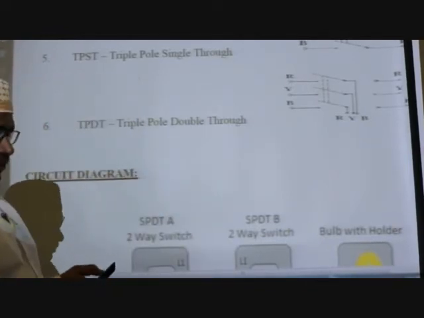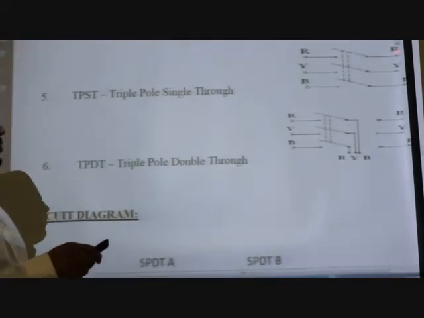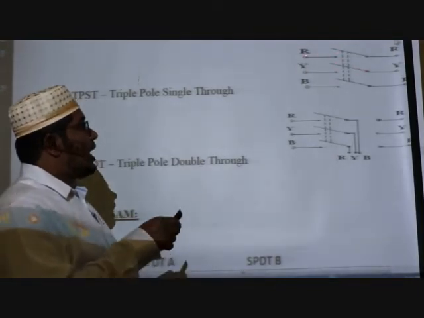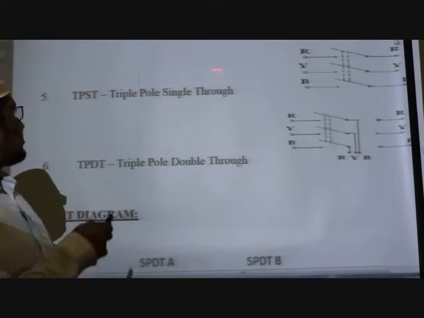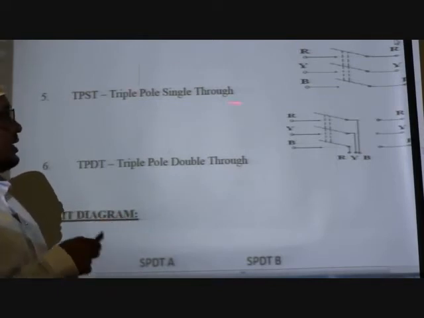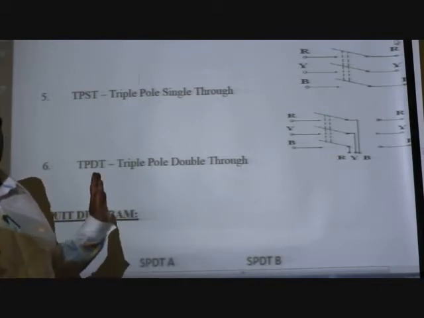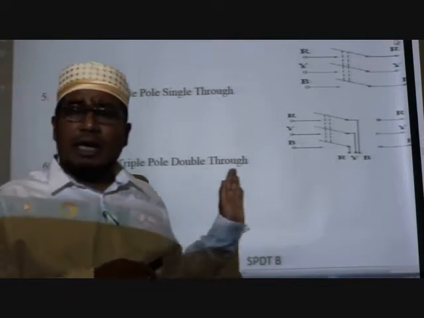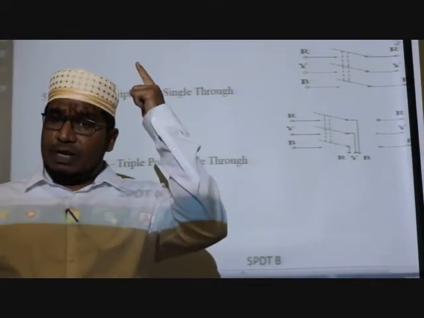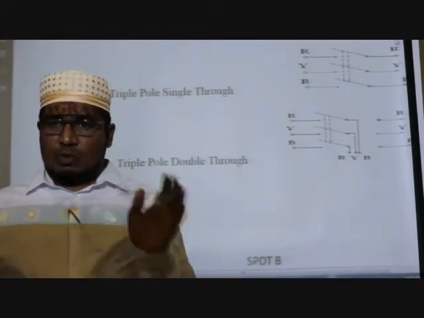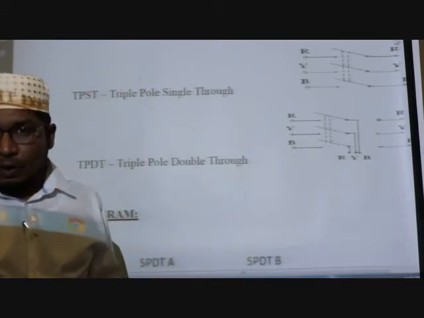Then we have three poles: 1, 2, 3, RYB. These three together we have to switch on or switch off. That's why it is called triple pole. Three poles are there, three lines, and single throw: only switch on and switch off. Only one operation, on or off, either or. That's why this is also called an isolator, but a triple pole isolator. The previous one is a double pole isolator, which we use for the household, a small house with single phase supply. Now this is for three phase supply, the triple pole isolator.